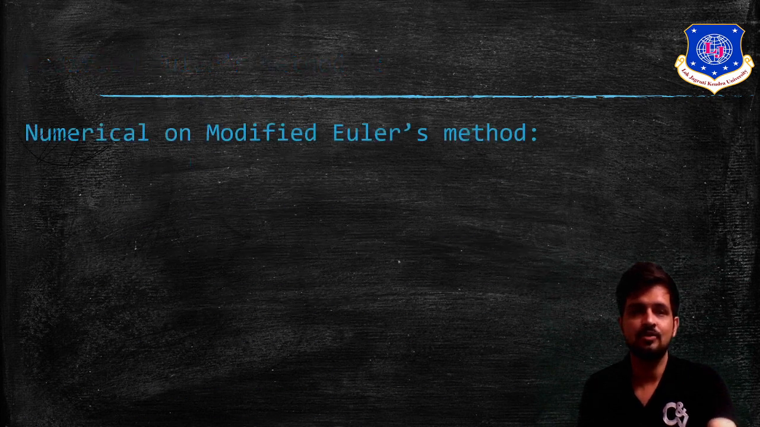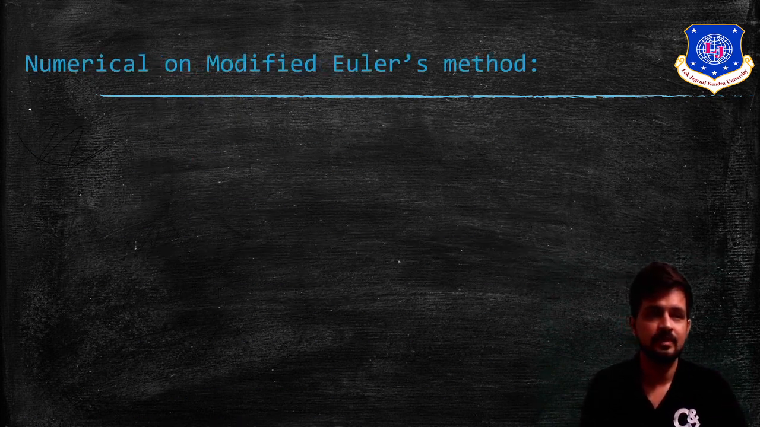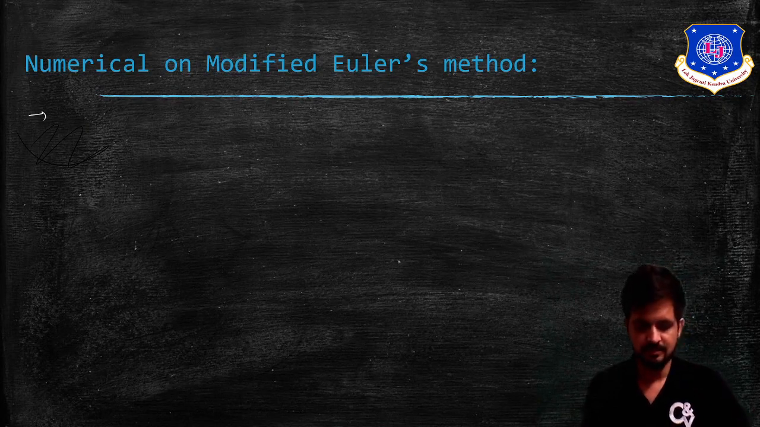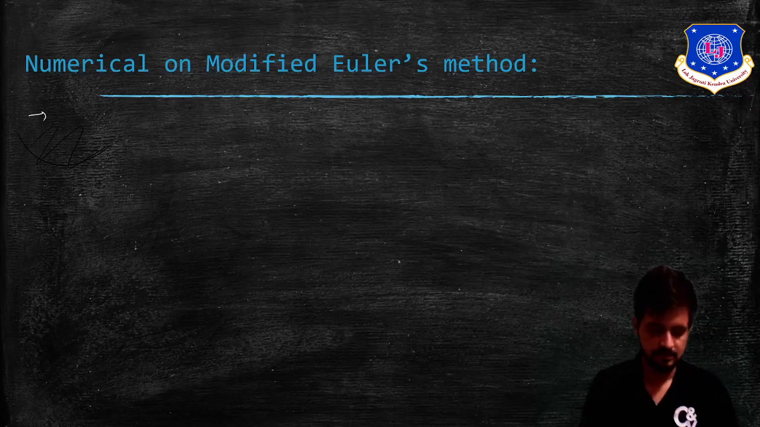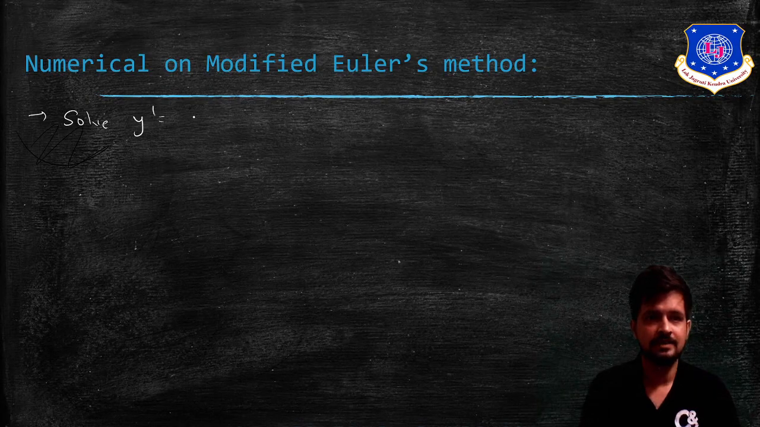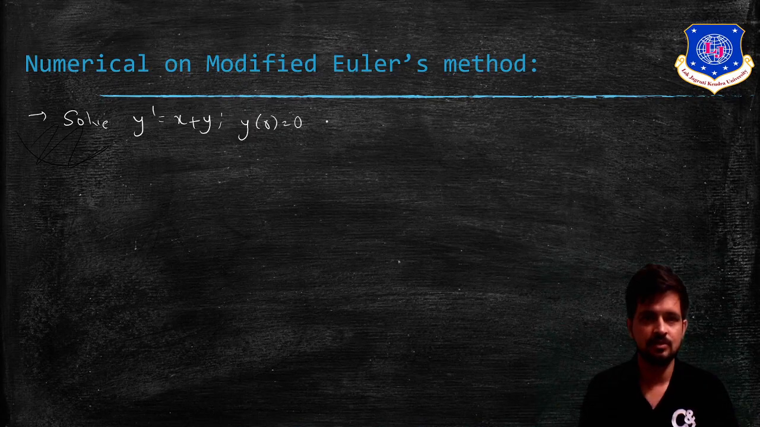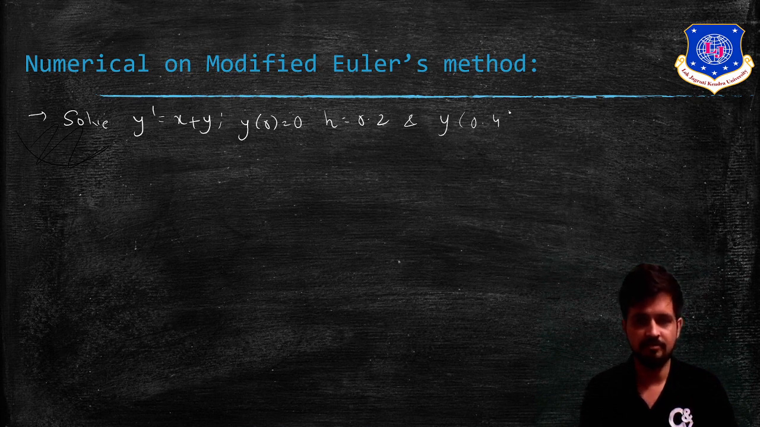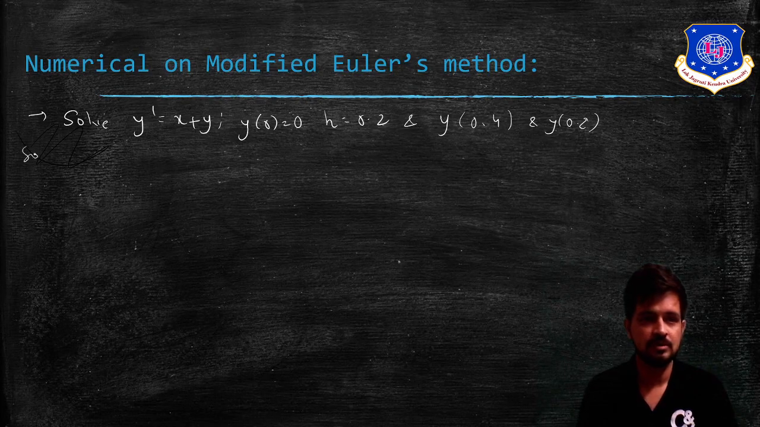So let us take one numerical on the basis of this. This is the given numerical. Solve y dash is equal to x plus y, y of 0 equal to 0, h is given as 0.2, and we have to find the values of y of 0.2 and y of 0.4.